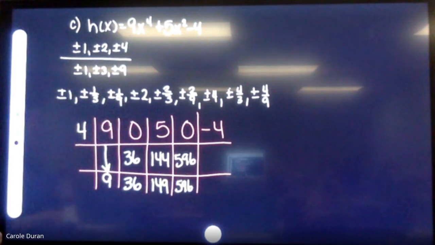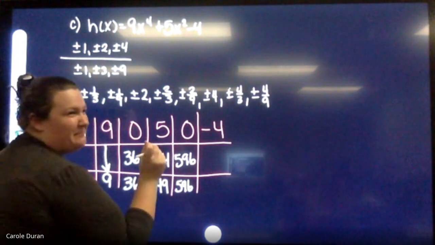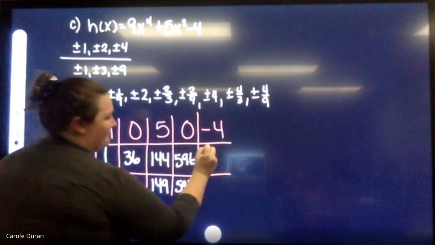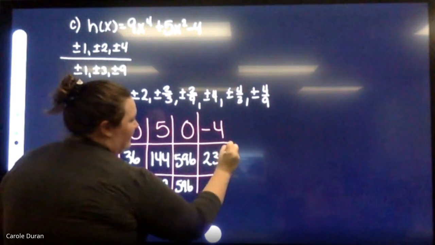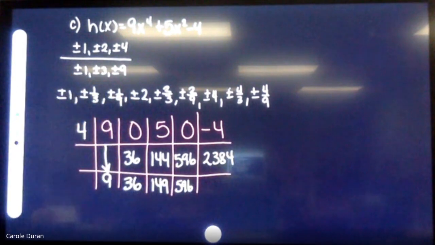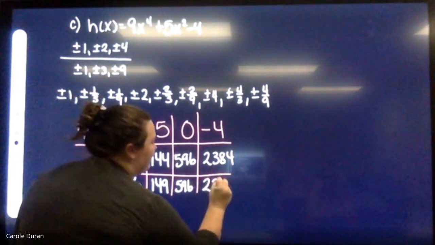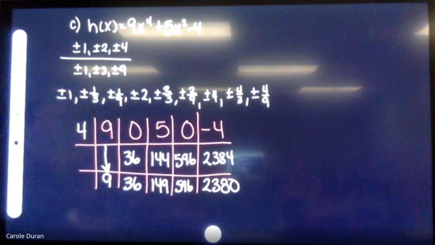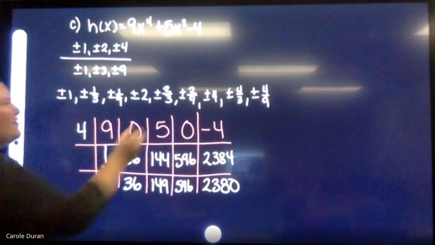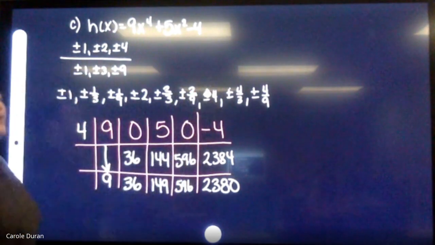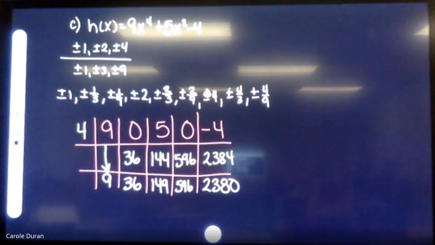2,384. Then -4 plus 2,384 is 2,380. And 8. Did that give me a 0? No. So I can eliminate +4 from my list because it's not working. Hold on, we have to do it for both. They're 2 different numbers.